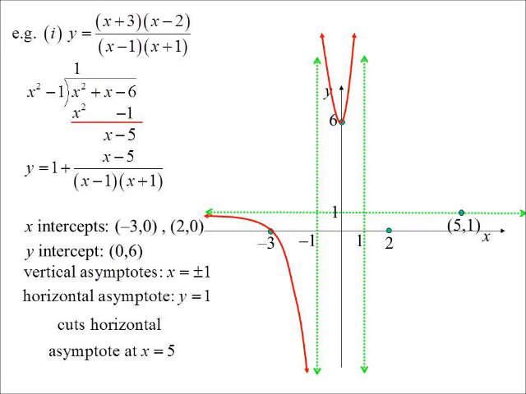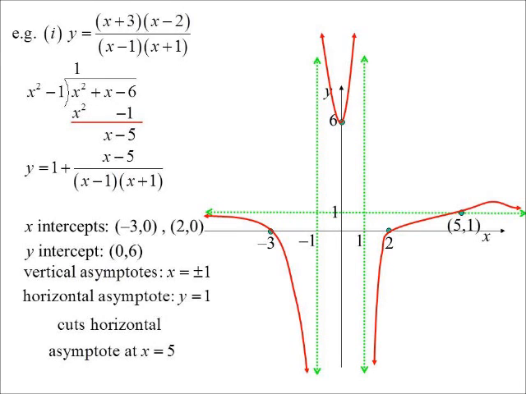Now, here's the interesting part. The temptation would have been just to draw another hyperbolic curve like this one. But this cuts at 5. So it actually cuts through. Yeah, it was really hard to draw on PowerPoint. I'll do it over here to give you a bit of an idea.